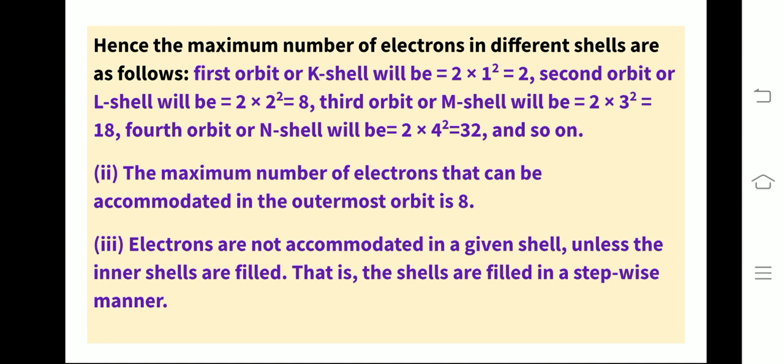Rule number second says the maximum number of electrons that can be accommodated in the outermost orbit is 8. Rule third says that electrons are not accommodated in a given shell unless the inner shells are filled. That is, the shells are always filled in a stepwise manner. First of all, the inner shells will be filled, and then the outer shells would be filled.